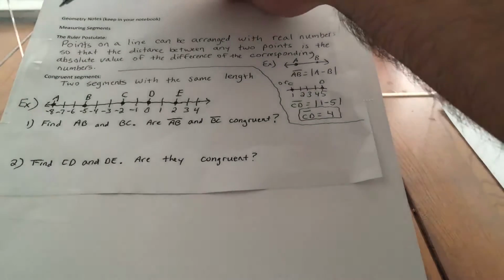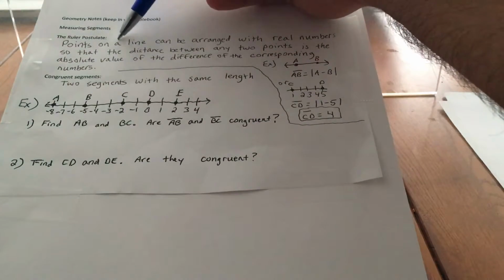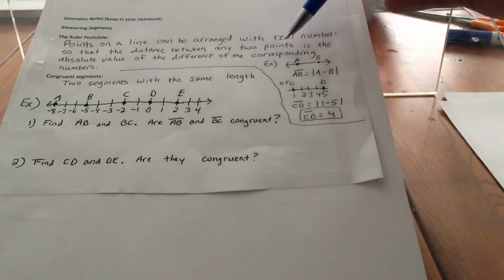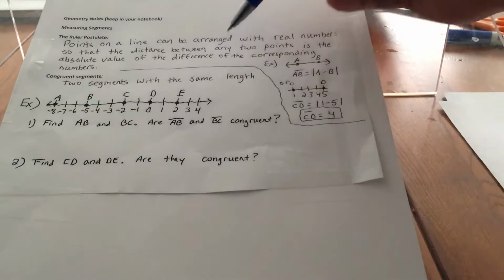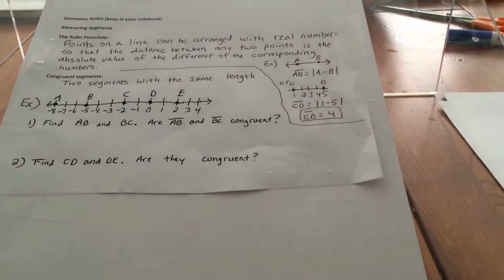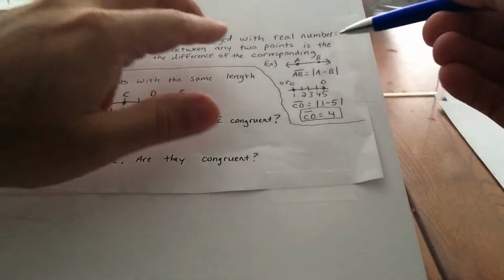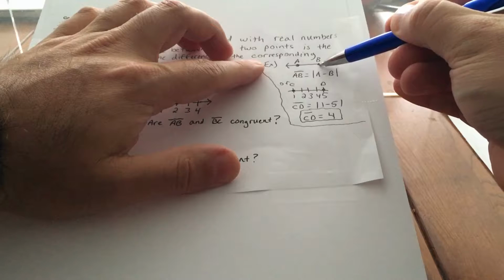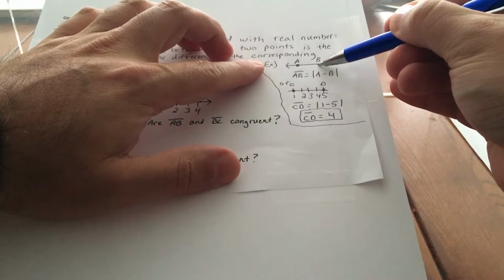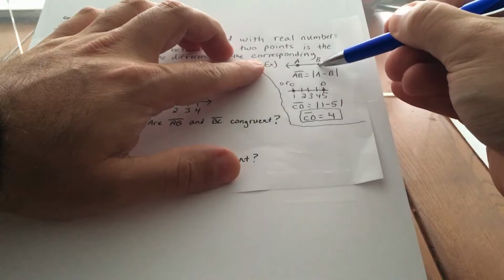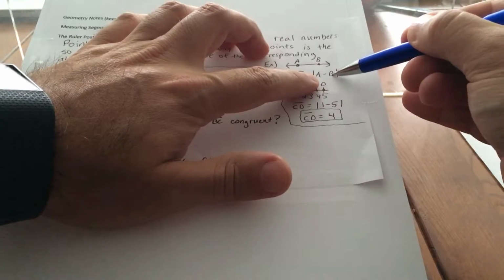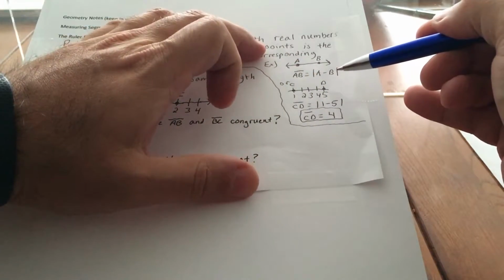Notice that the ruler postulate up here states that the points on a line can be arranged with real numbers so that the distance between any 2 points is the absolute value of the difference of the corresponding numbers. All right, now that's a lot of words. The fancy way of saying what's over here in this example: I've got 2 points on a line, A and B. If I want to find the distance between those 2 points or the length of that segment, the ruler postulate says that if I take the absolute value of the difference between them, A minus B, that will give me the length. Okay?